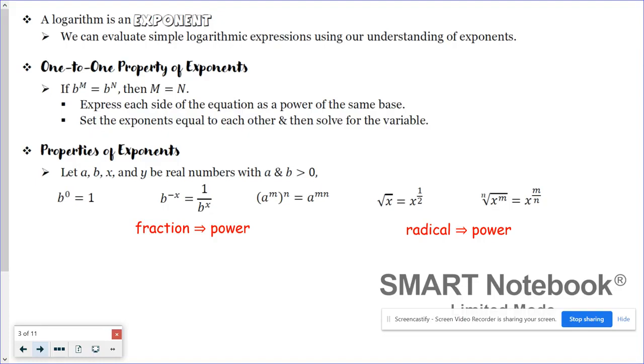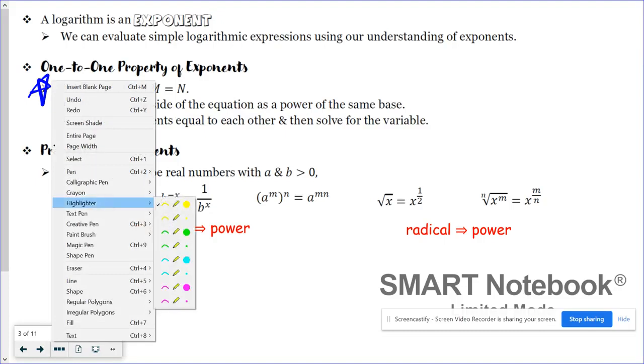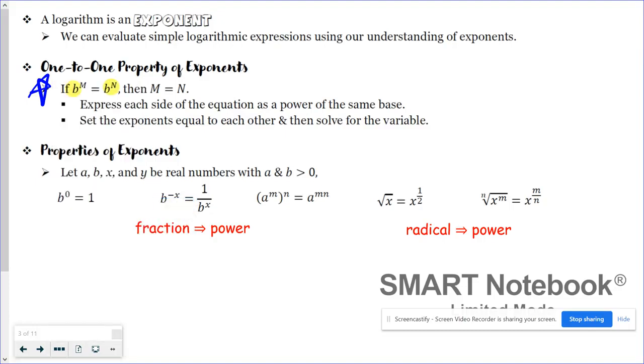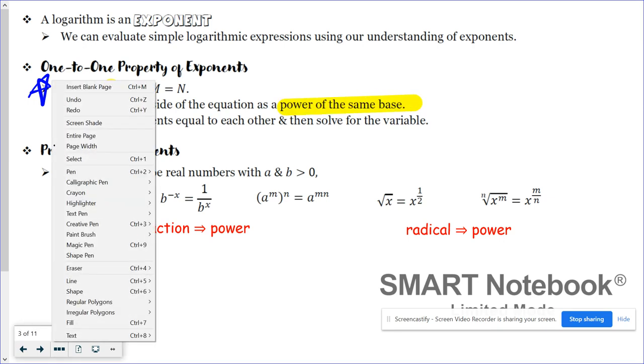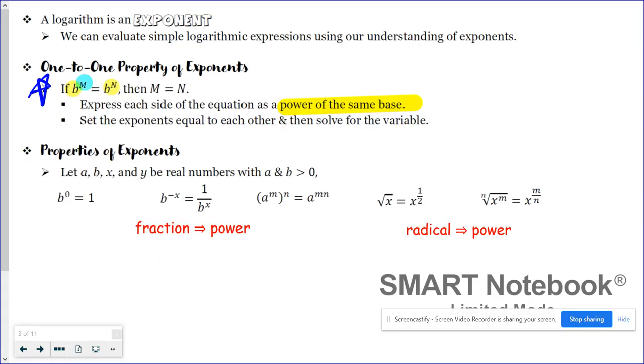So because a logarithm is an exponent, we can evaluate simple logarithmic expressions using our understanding of exponents and a few properties. First off, the one-to-one property of exponents. It says if b to the m power equals b to the n power, then m equals n. So what this is suggesting is that if I get on both sides of my equation the same base, as a power of the same base, then I can say that the exponents are equal to each other. M equals n.